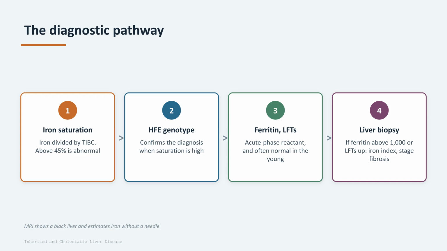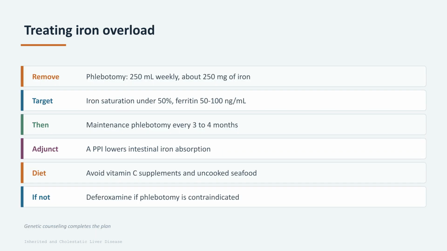Step 4. If HFE is positive and the ferritin is above 1,000 nanograms per milliliter, or the liver enzymes are up, do a liver biopsy for the quantitative iron index and to stage fibrosis. Treatment is mechanical, and it works. Remove blood. 250 milliliters is 1 unit, and it takes about 250 milligrams of iron with it. Do that weekly. Your targets are an iron saturation under 50% and a ferritin between 50 and 100 nanograms per milliliter. Then move to maintenance phlebotomy every 3 to 4 months.